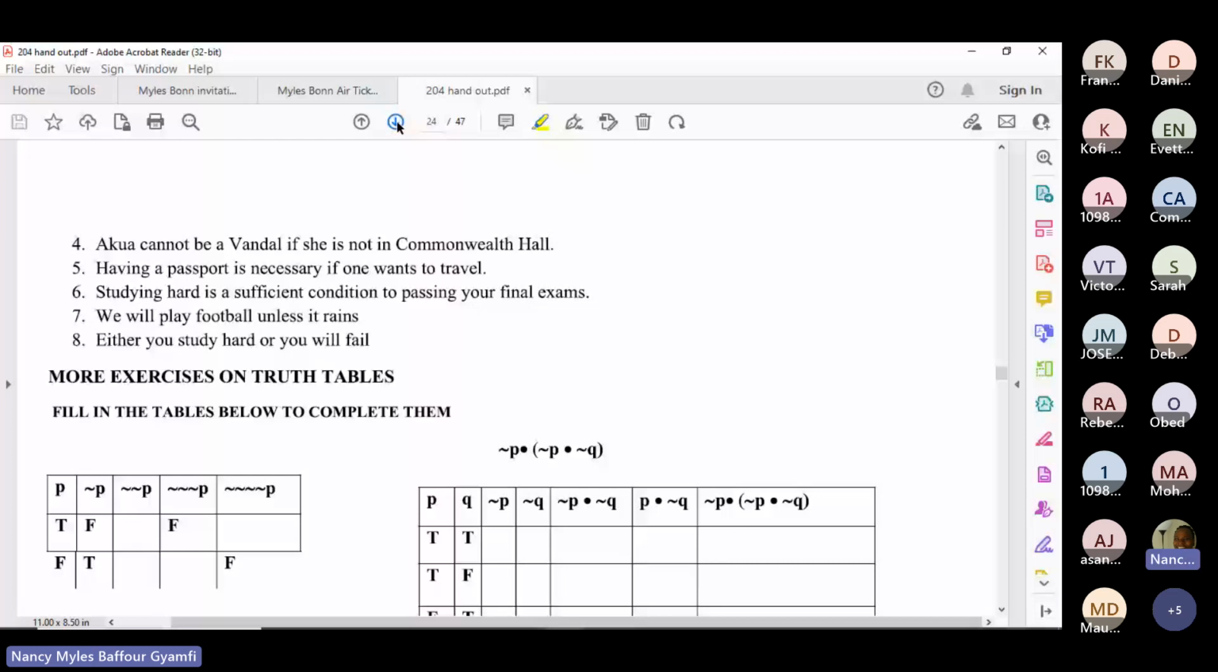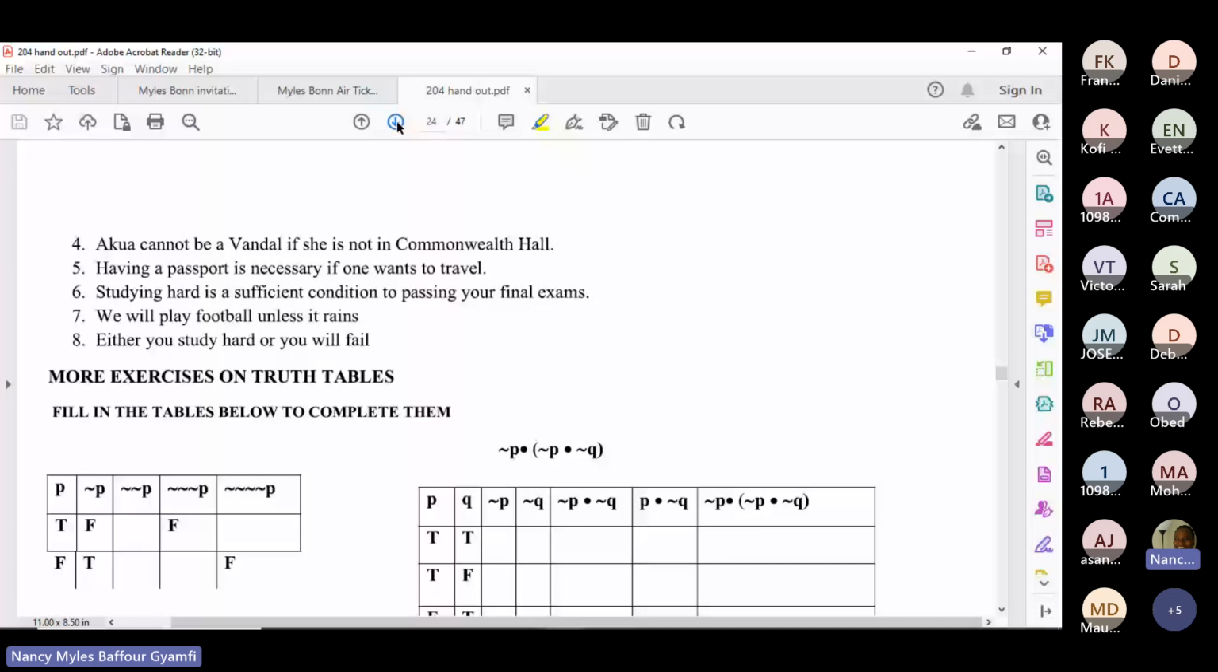I've projected it now. Look on my screen. That's another set. Having a passport, I think we've done that. It's necessary. Let's do example 4. A queer cannot be a vandal if she's not in Commonwealth Hall. How will you symbolize that? X is a vandal, symbolize that with V for vulture. Then X is in Commonwealth Hall, symbolize that with C for cat.